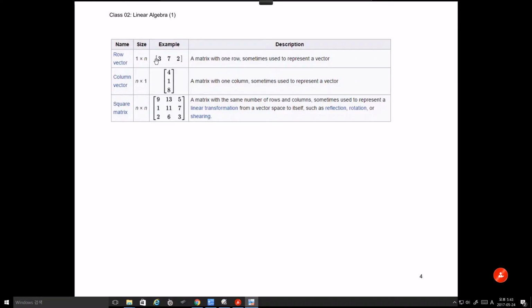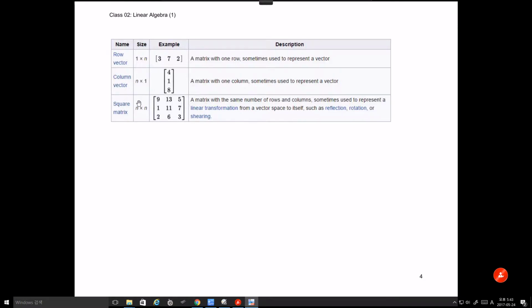Next. This one is a row vector, meaning a 1 by n matrix. For example, 3, 7, 2. Column vector is the default. Actually, when we say vector, the default is a column vector. A column vector is an n by 1 matrix, a matrix with only one column, sometimes used to represent a vector.